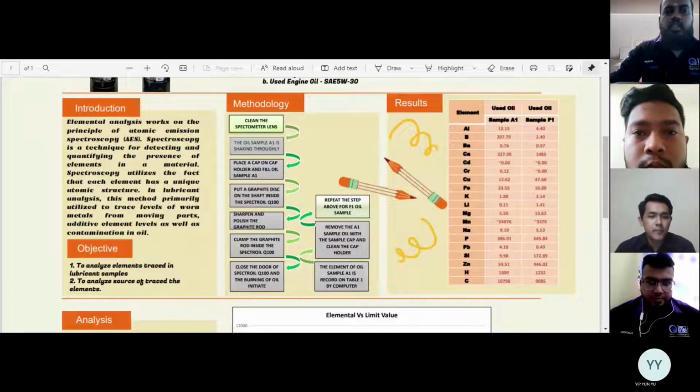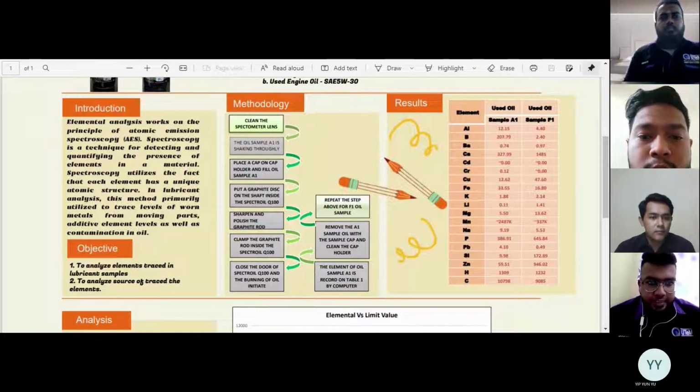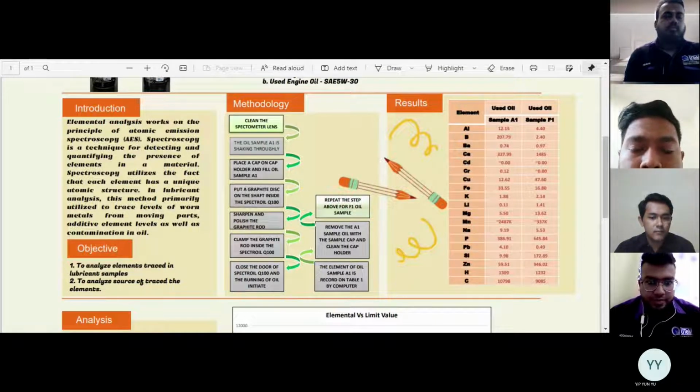So next, Vinod, could you let us know the introduction of the RDE? Sure, Praveen, thank you. Let me explain the intro of this lab.